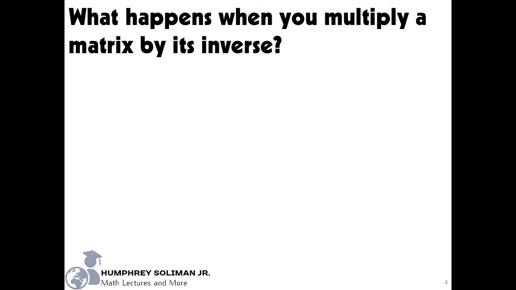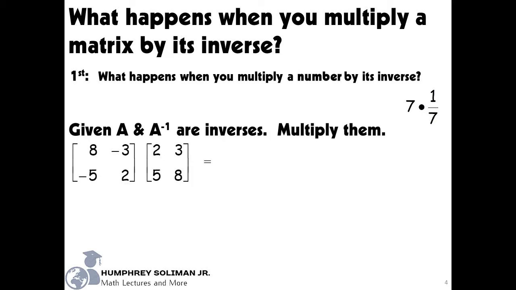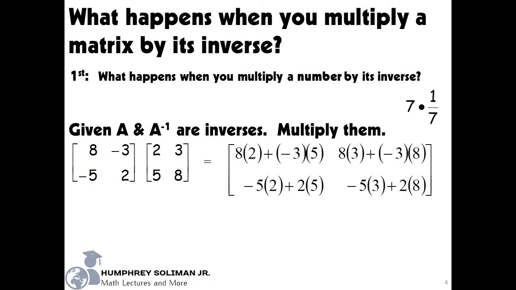Now, what happens when you multiply a matrix by its inverse? First, what happens when you multiply a number by its inverse? We get a value of 1. Now, given the following matrices which are inverses, let's see what will happen when we multiply them.